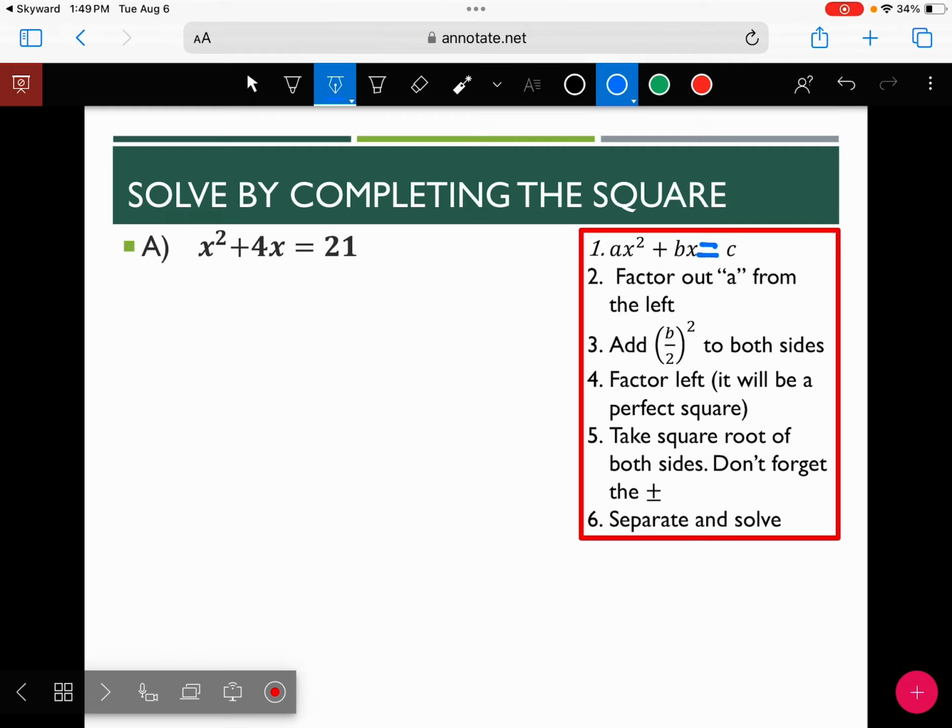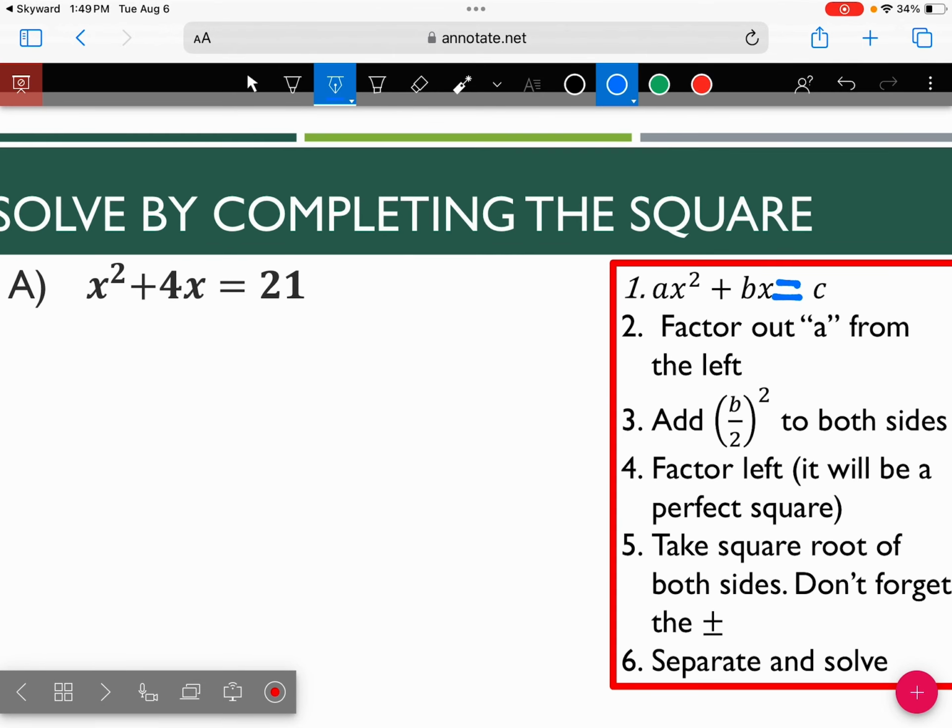Okay. So the first step is, step number one, you always want to have your A and B and then equal to C. So that's step number one. Have your A and your B equal to C. Step two, this only applies when A is not 1. Okay, what is the A value in this quadratic? 1. So we can really skip over step 2.